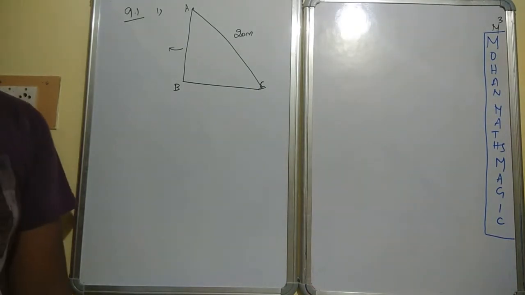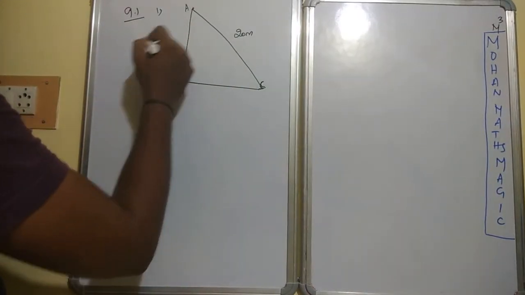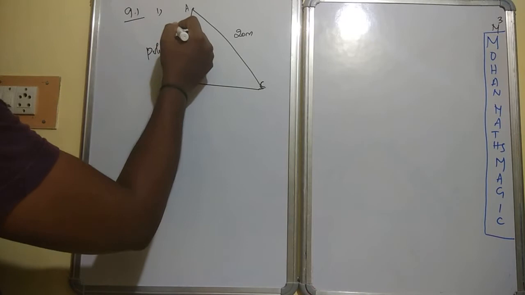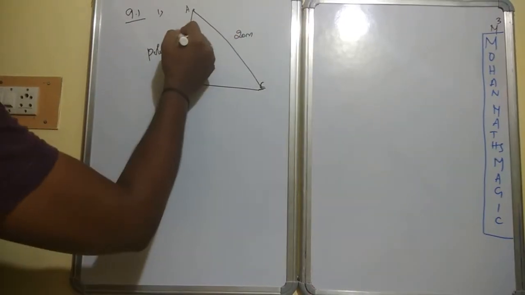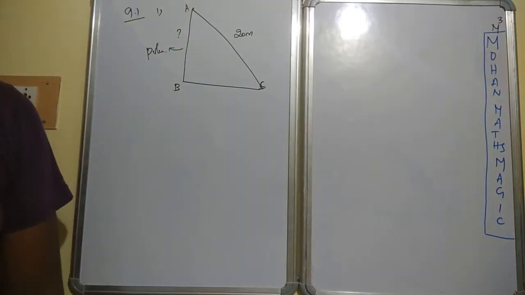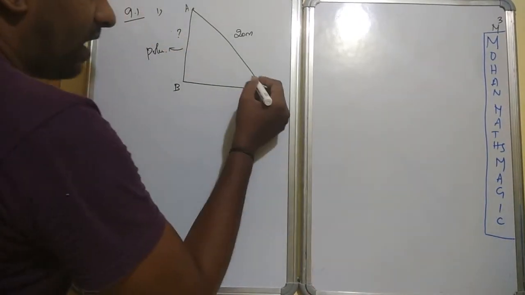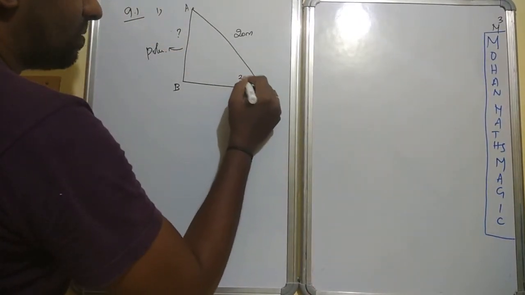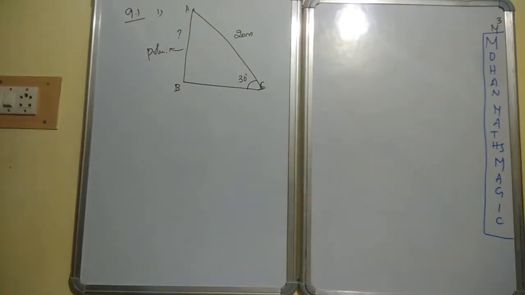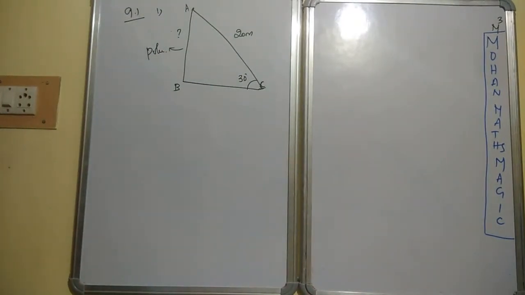Next, find the height of the pole. So this is the pole, and they asked you to find AB. And then if the angle made by the rope with the ground level is 30, underline the words ground level. So this is 30 degree. So everything they have given you very clearly.